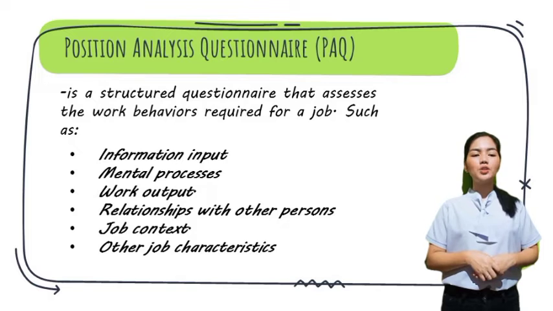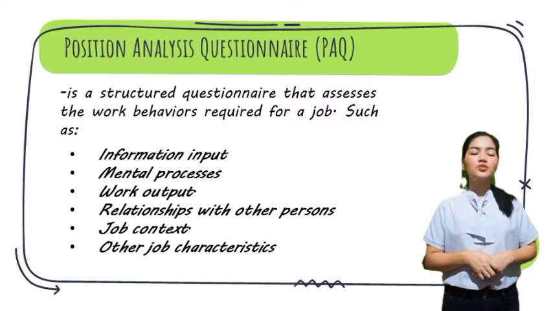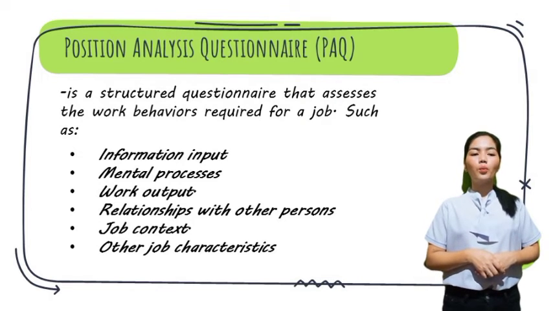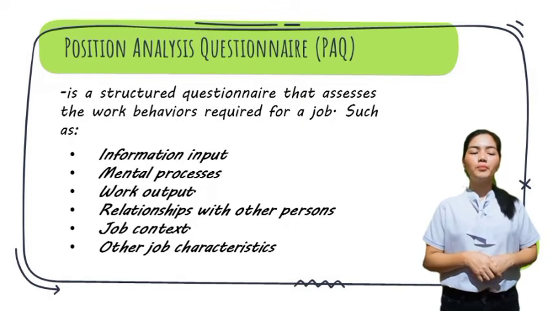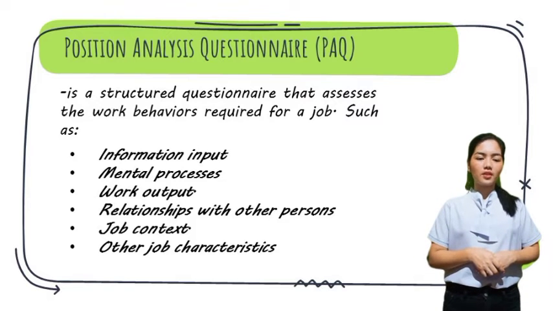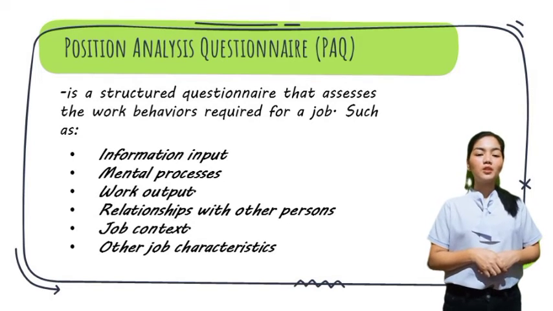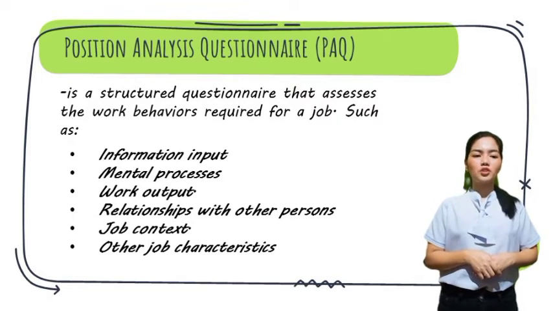Another one is relationships with other persons, the interactions and social connections that workers form with others. Next is job context, or the physical and social surroundings where work activities are performed. And lastly, other job characteristics. These are the activities, conditions, or characteristics that are important but not contained in the other 5 dimensions.